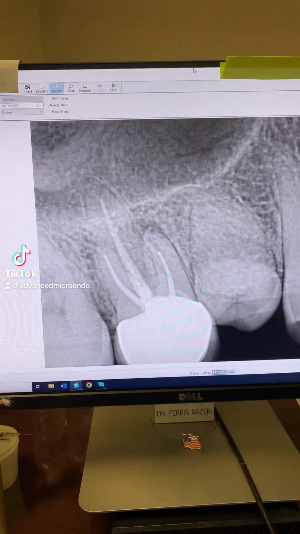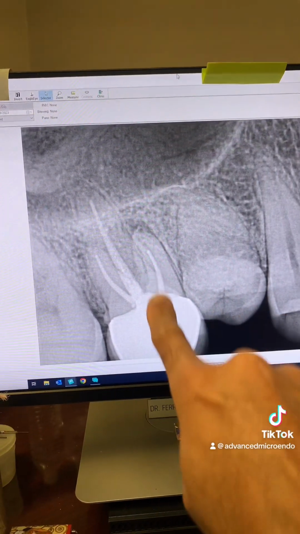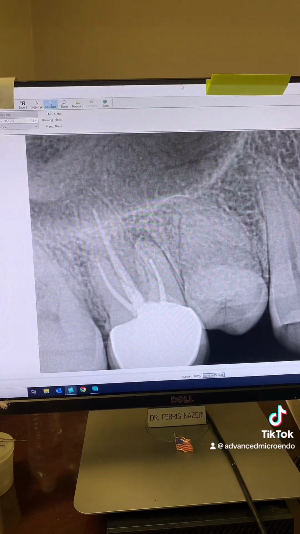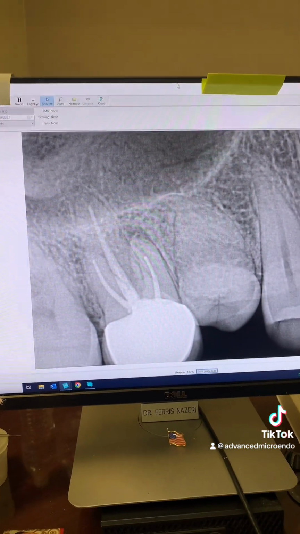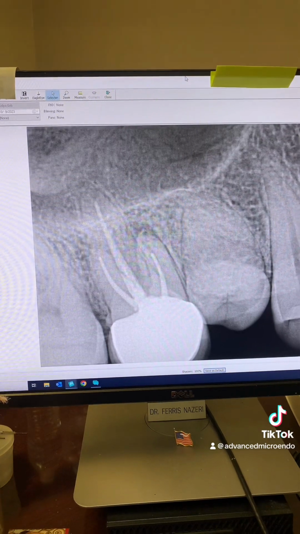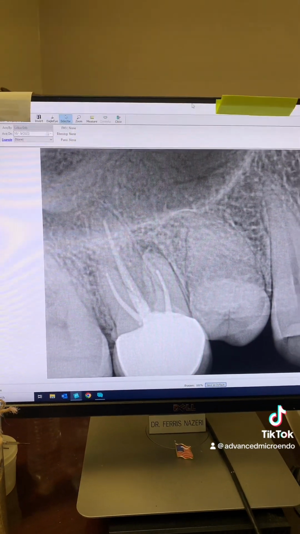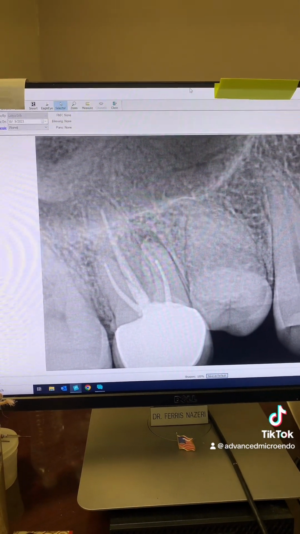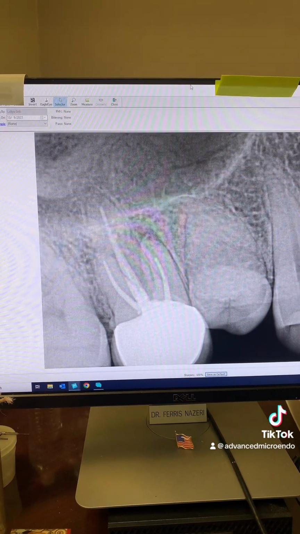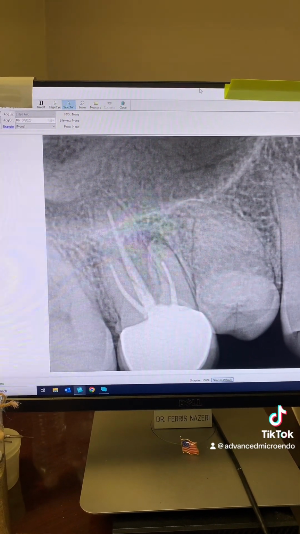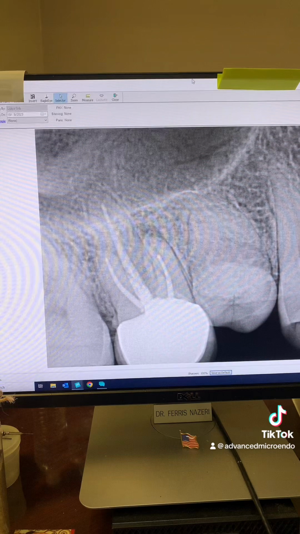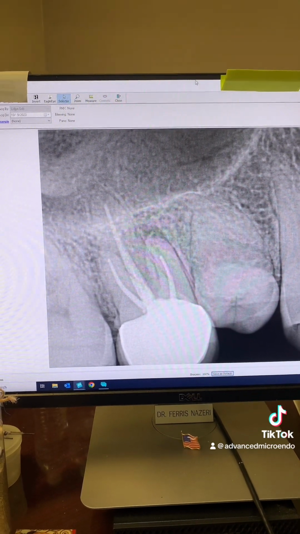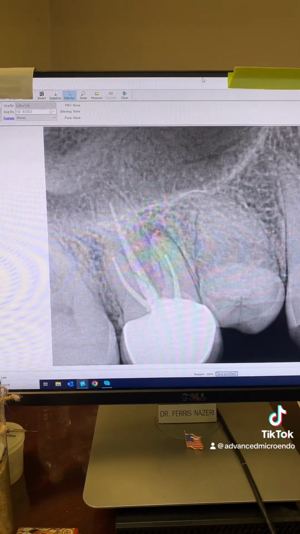This patient was referred to me for endodontic retreatment of tooth number 3. This root canal, according to the patient, was done by her dentist about 3 years ago. A few days ago, patient claims her face became swollen and she experienced some pain. She went and saw her dentist, and her dentist prescribed her antibiotics and referred her to another endodontist.